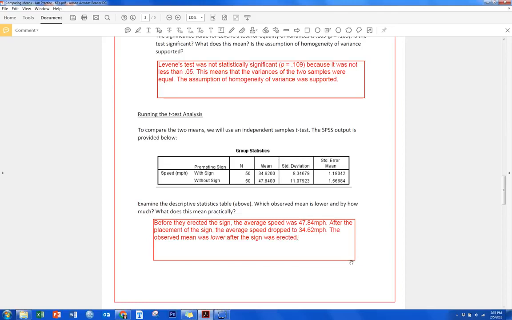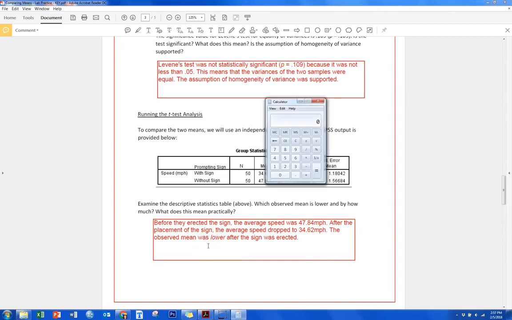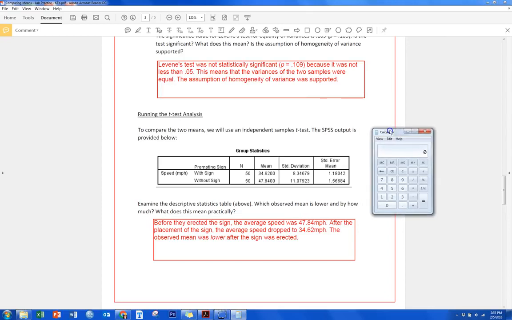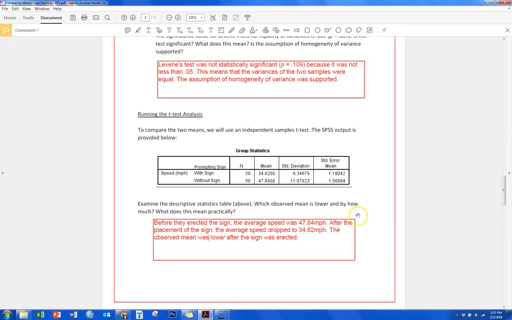Okay, so how much lower? Let's see here. It was about. Let's do the actual math. Instead of saying about, why not just give the precise number? You know, we have calculators. We can work this out. 47.84 minus 34.62 is 13.22. So it was 13.22 miles per hour lower after this sign was erected.